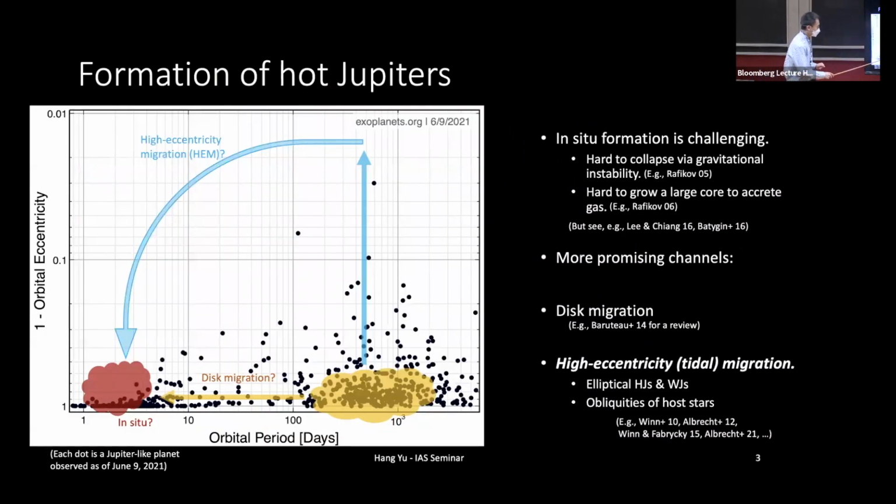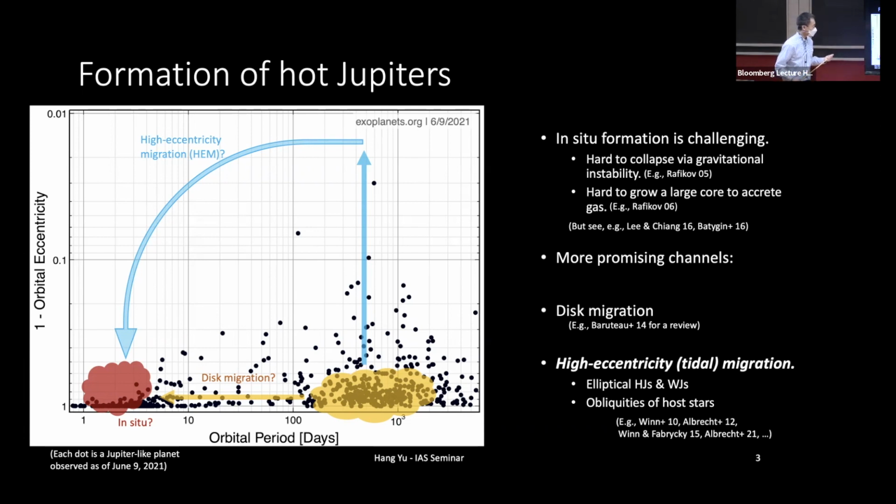So can they form, for example, in situ? In other words, can they form directly at their current day orbit with an orbital period of only a few days? This is not impossible, but it can also be very challenging. One reason is that it's hard for a gas cloud to collapse directly through gravitational instability. This is because both the temperature is high and also the Keplerian period is short. So both facts keep the Toomre Q factor large. And as a result, a gas cloud is likely to be gravitationally stable.